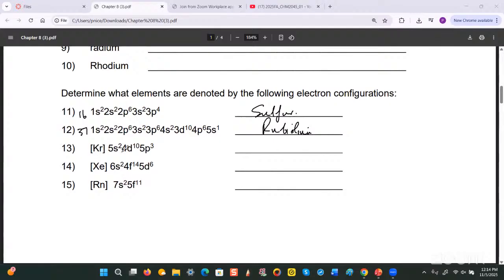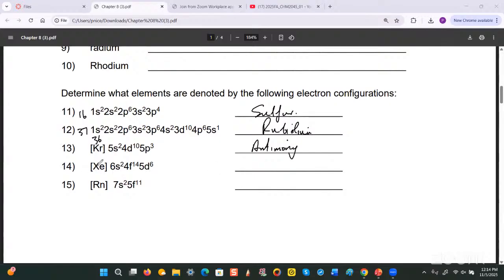Then, in this case, they have krypton in square parentheses. So what's the atomic number of krypton? 36. So we add 36 to 2, that's 38 plus 10, 48, 48 plus 3, 51. So which element matches up with an atomic number of 51? Antimony. I think that's right too. Sb, yeah. Okay, next one, xenon.